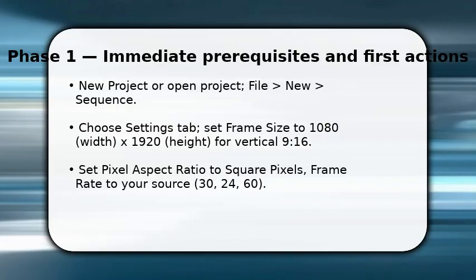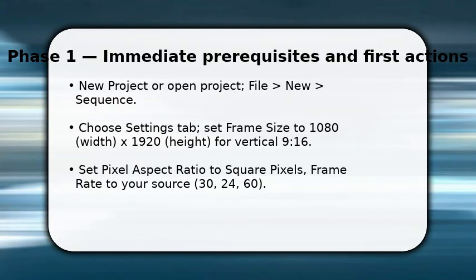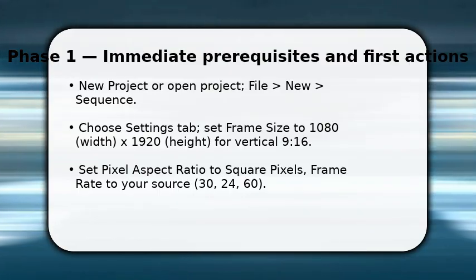Make sure pixel aspect ratio is square pixels and match the frame rate to your footage so motion looks correct. Once done, save this sequence preset if you will reuse it. That saves time and prevents accidental horizontal exports later.